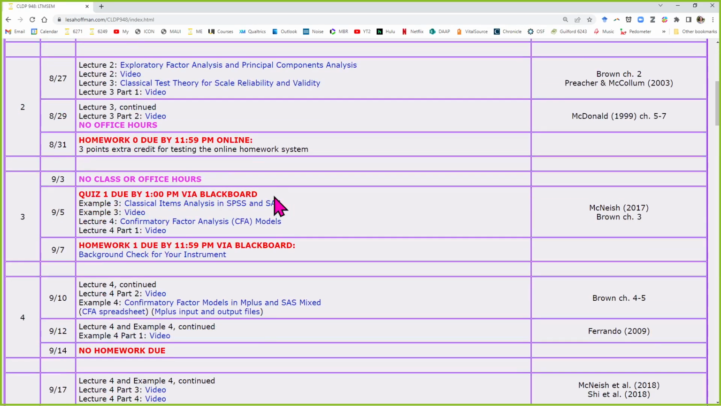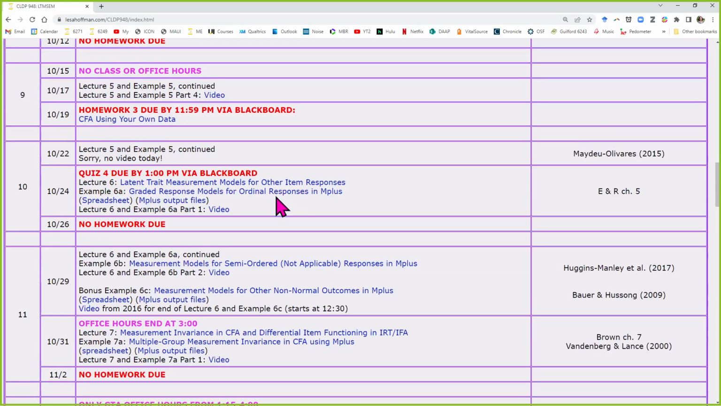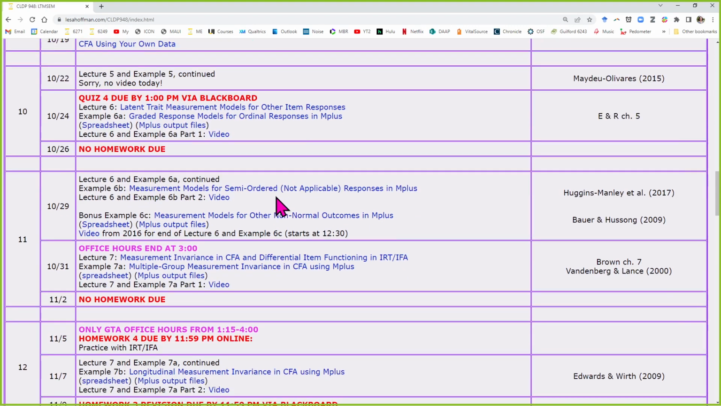Note that the page looks remarkably similar. I'm a creature of habit. It's example 6B.